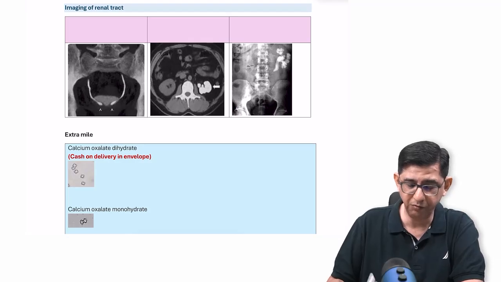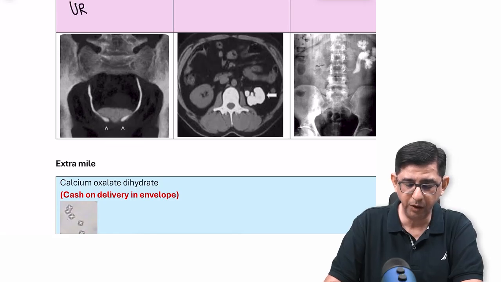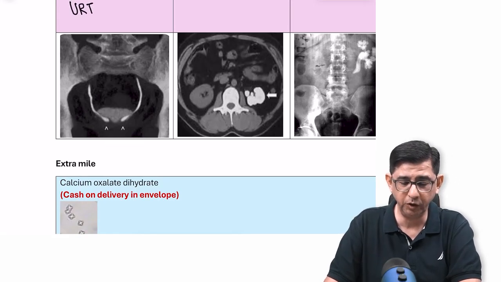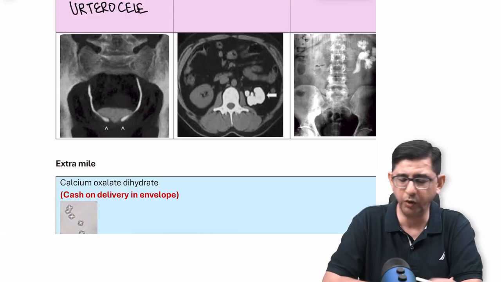This is one of the famous questions where it looks like the head of a cobra, that is, an adder head or cobra head appearance of the terminal part of the ureter. So this question is like a bonus if it comes, that is ureterocele.